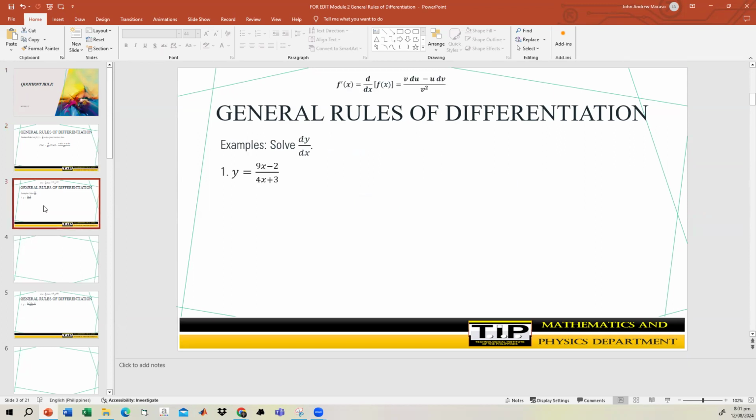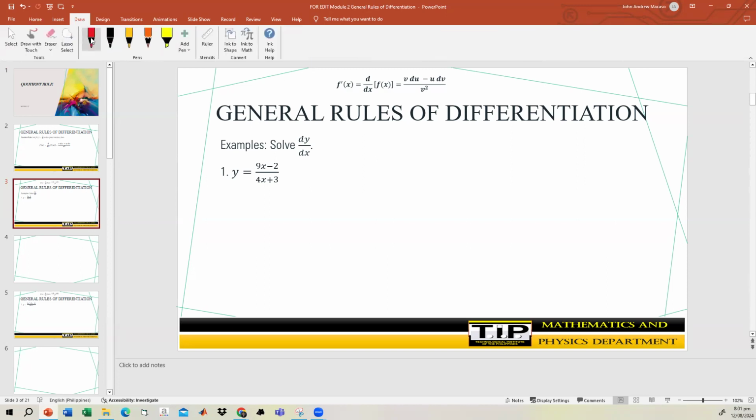Okay, so let's have this problem. Let's say we're asked to solve for the derivative of the function given that we have 9x minus 2 over 4x plus 3. So what will be the derivative of this? Again, in finding the derivative of this function, we'll just need to let the numerator be u while the denominator will be v. If we rewrite this, u will become 9x minus 2, while v will be 4x plus 3. Then you just need to get du, so du is simply 9, while dv will become 4.